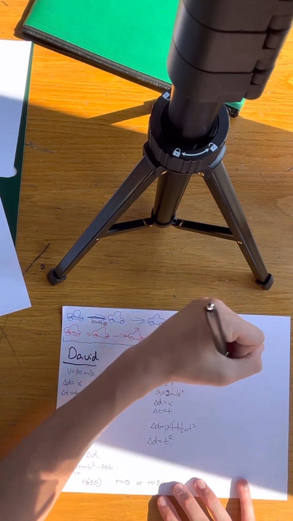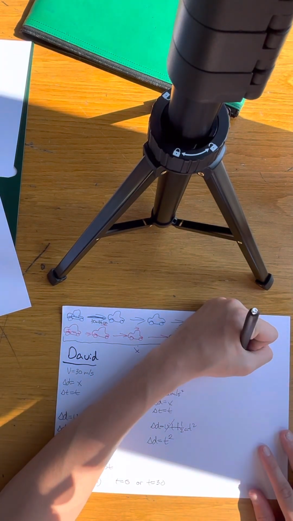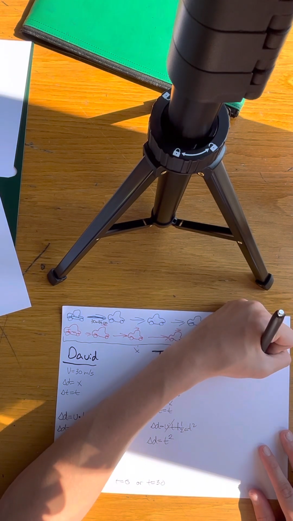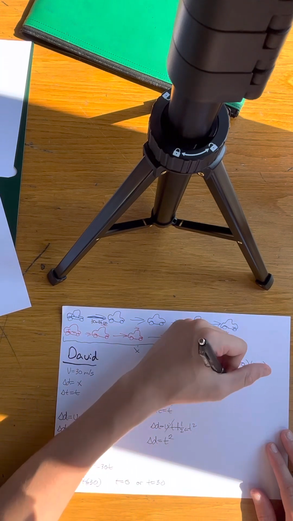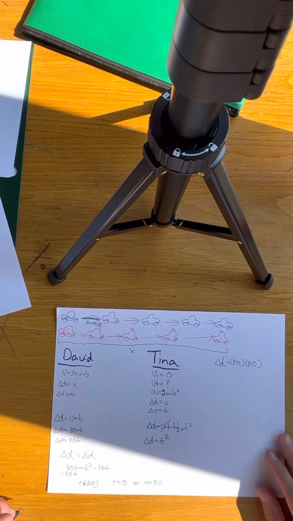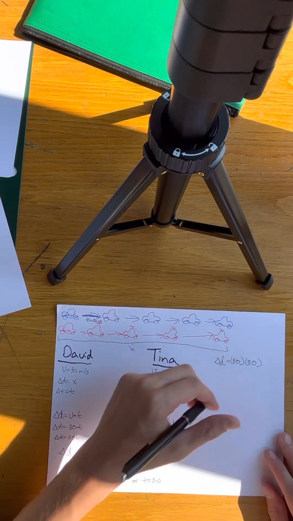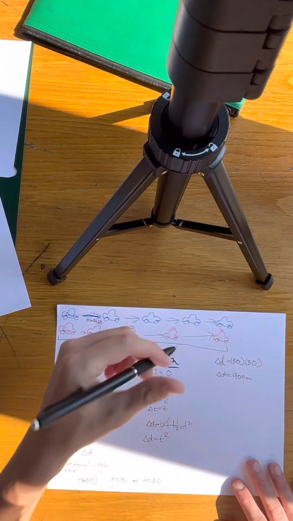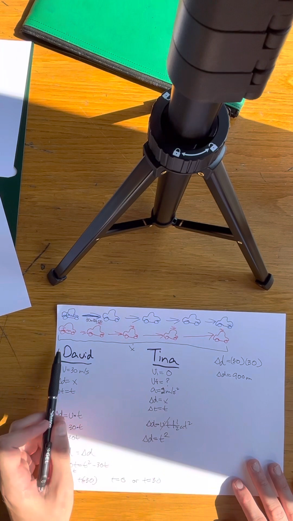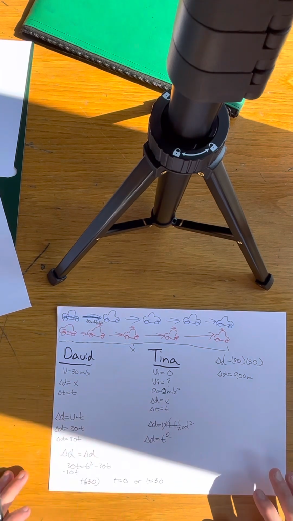So velocity is 30 times the change in time, which is 30 seconds. So we found that the change in distance is equal to 900 meters. So this is how far it took before Tina passes David.